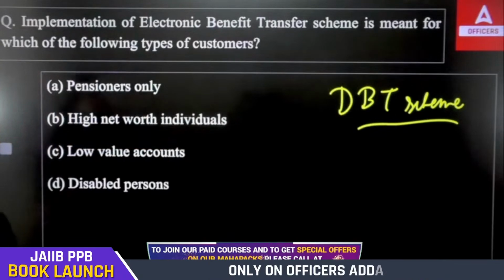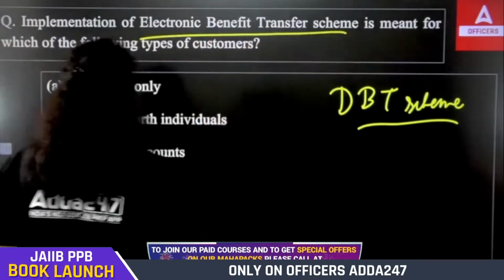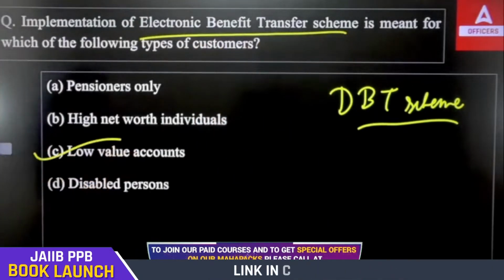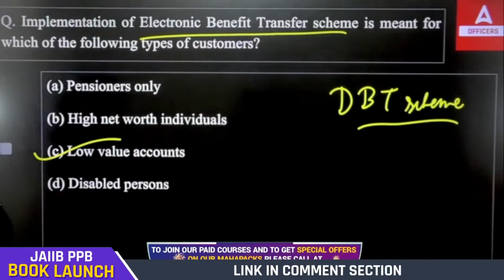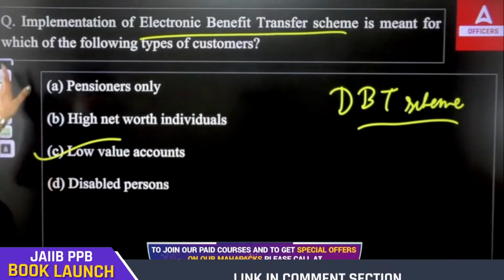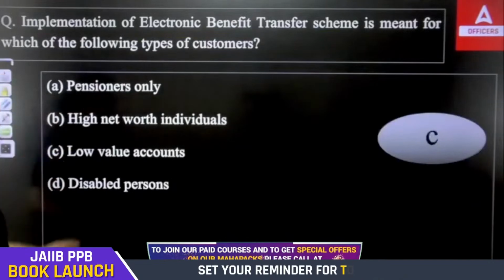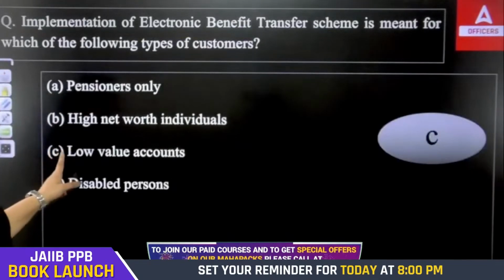Okay, now similarly, the electronic benefit transfer scheme was introduced. It was introduced for low value accounts. Low value account, electronic benefit transfer scheme. So simply, the answer will be option C.